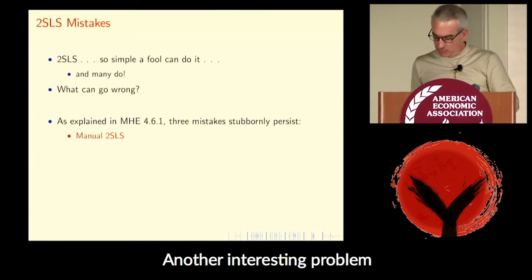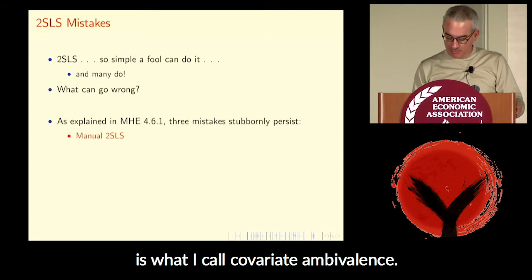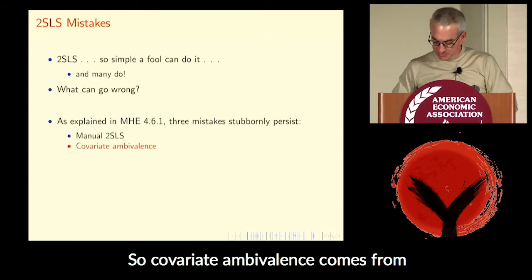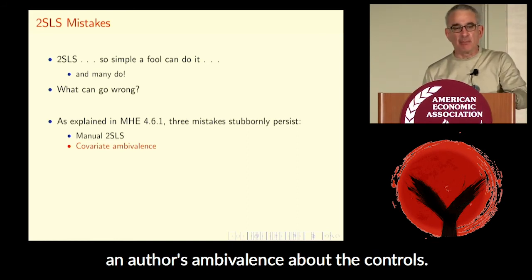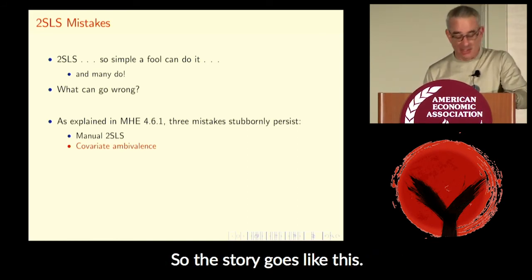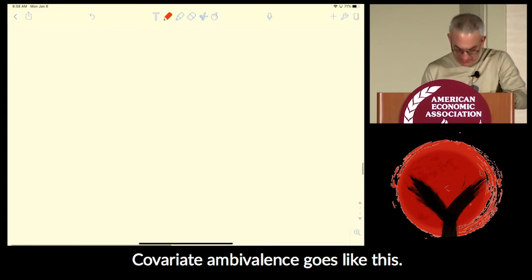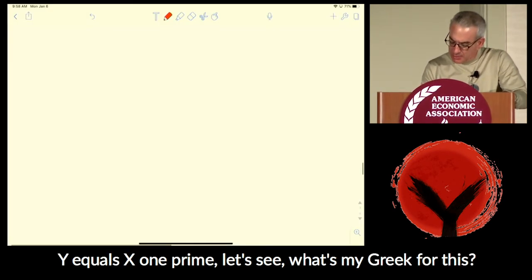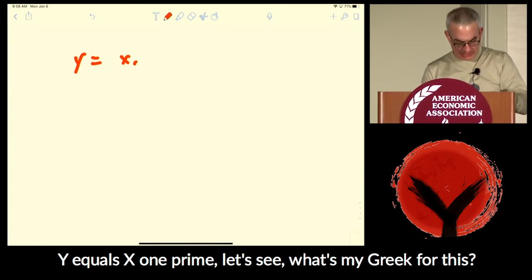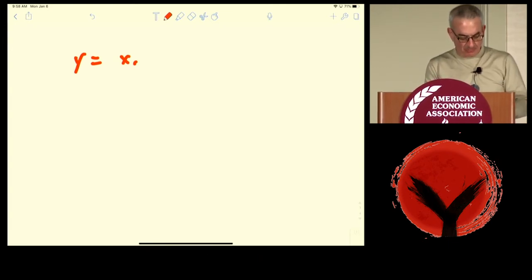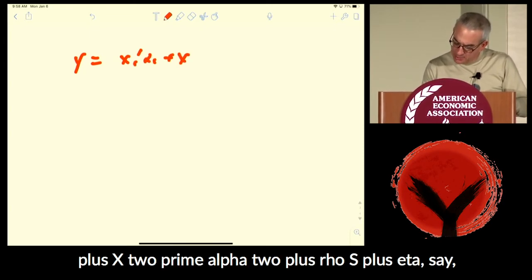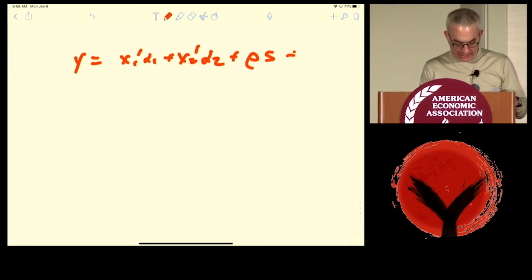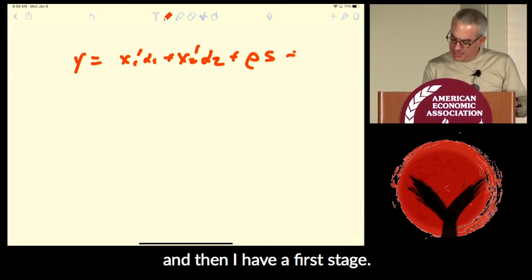Another interesting problem is what I call covariate ambivalence. Covariate ambivalence comes from an author's ambivalence about the controls. So the story goes like this. Y equals x1 prime alpha 1 plus x2 prime alpha 2 plus rho s plus eta, say, and then I have a first stage.